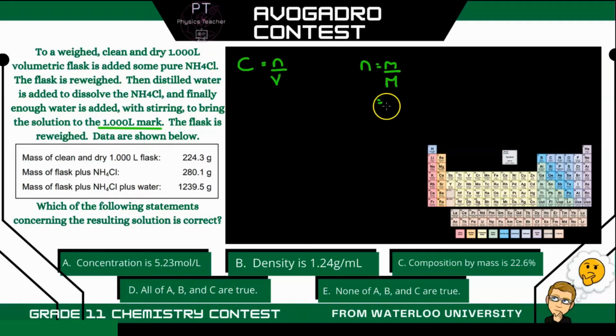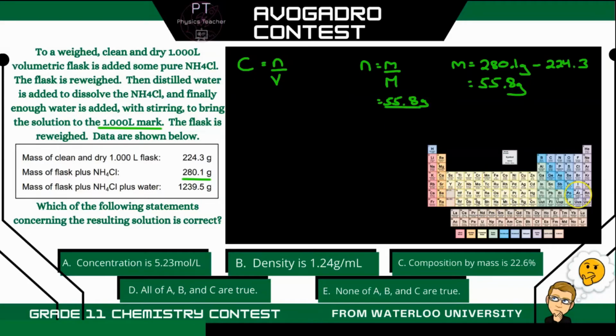Now the molar mass we can get from the periodic table. But the mass of ammonium chloride is not 280.1 grams. That's the mass of the flask and the ammonium chloride. So what we need to do is subtract the mass of the flask from this mass. So we are going to have the mass of ammonium chloride to be 280.1 grams minus 224.3 grams, which gives us a mass of the solute to be 55.8 grams. So we can write that into our equation.